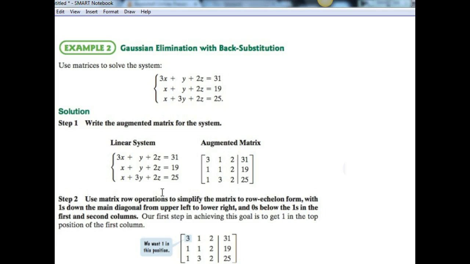If you look at your actual linear system, you're going to turn it into just numbers by looking at the coefficients. So you have the 3, the 1, the 2, the 1, 1, 2, the 1, 3, 2. Over here at the right, you have the 31, the 19, and the 25, which you can see are translated there. Step 1 is just turning it into what's called an augmented matrix.